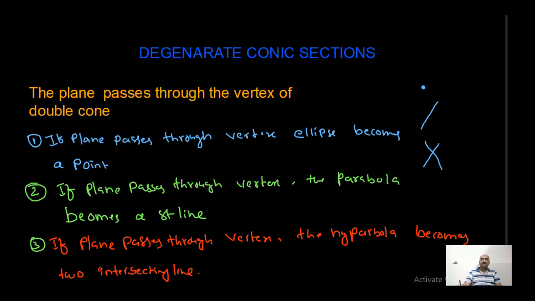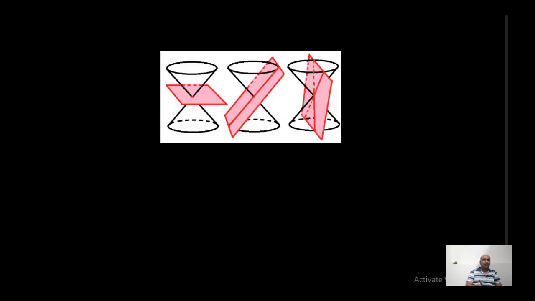Okay students, that's why this point, a line, and two intersecting lines are called degenerate conic sections. Observe students, what happened? The plane is passing through the vertex, then the ellipse becomes a point here. See, ellipse becomes a point. One will ask, what about circle? So circle is a special case of an ellipse only, no? Ellipse becomes a point means automatically circle also becomes a point only.